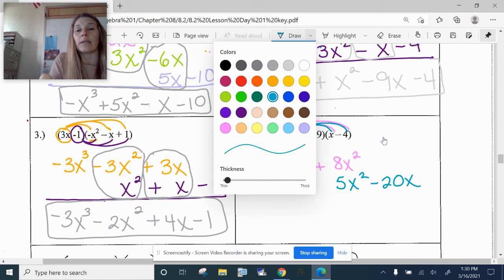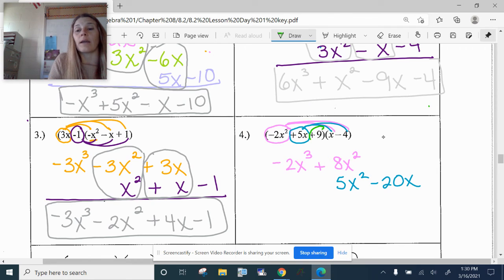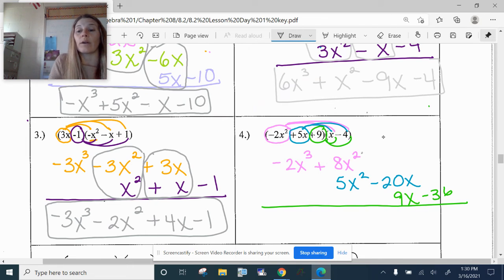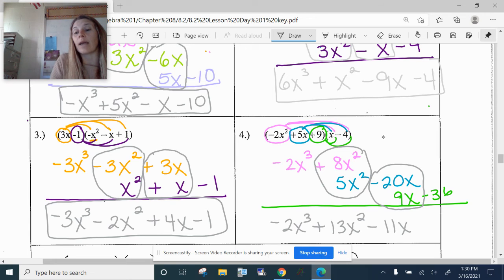And then finally, the 9. 9 times x would be 9x, and 9 times negative 4 is negative 36. And of course, you want to now combine any like terms that you have. So in this case, I have my x squares, which are like terms, and I have my x's, which are like terms. Negative 2x to the third plus 13x squared minus 11x minus 36.